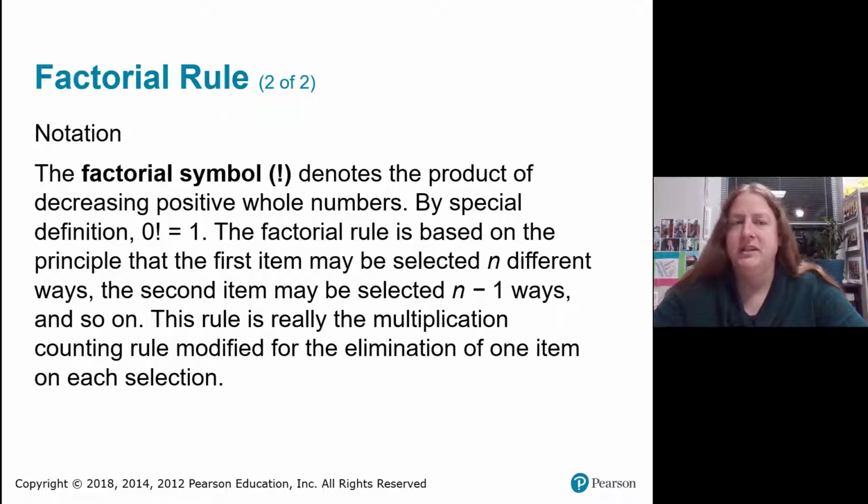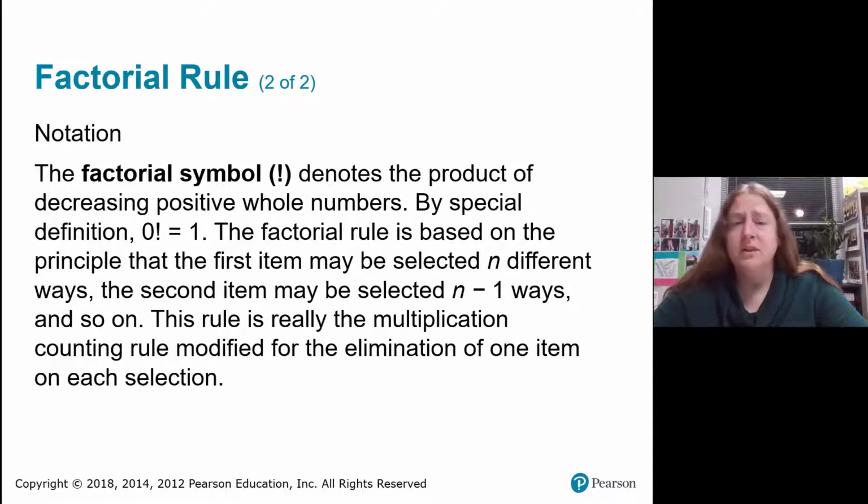So that notation, that exclamation point, what does it tell us to do? What it tells us to do is to multiply by every number from n down to 1. There's also this special definition that 0 factorial is equal to 1. But if I wanted to know, say, 2 factorial, I would do 2 times 1. 3 factorial is 3 times 2 times 1, and so on.